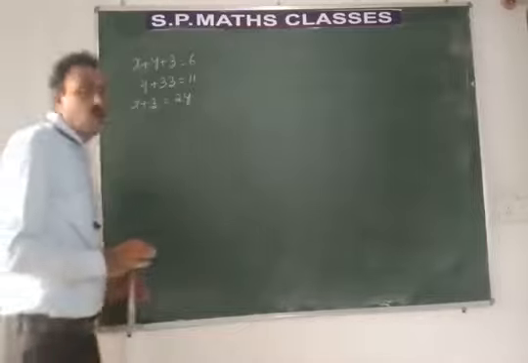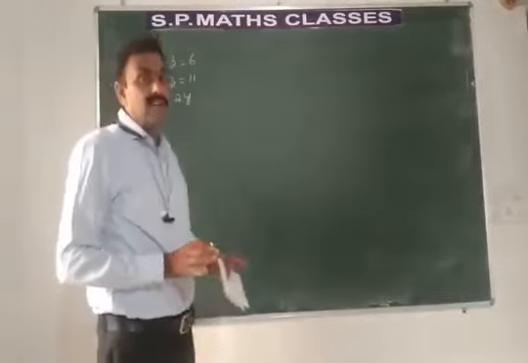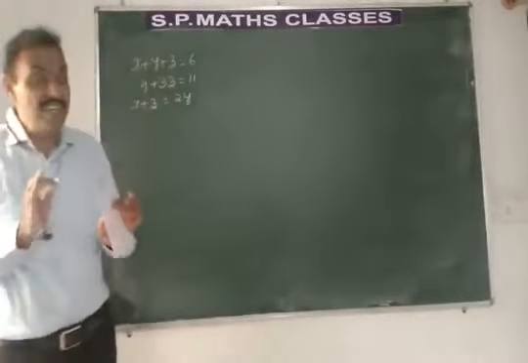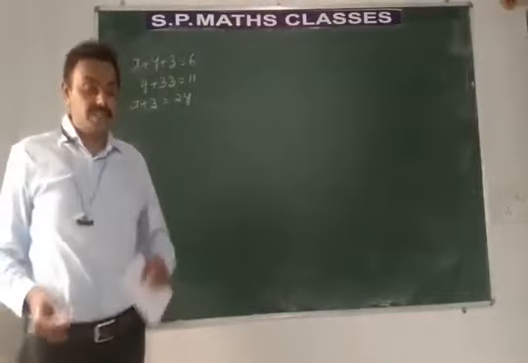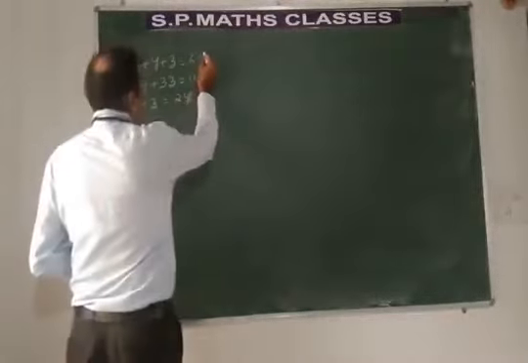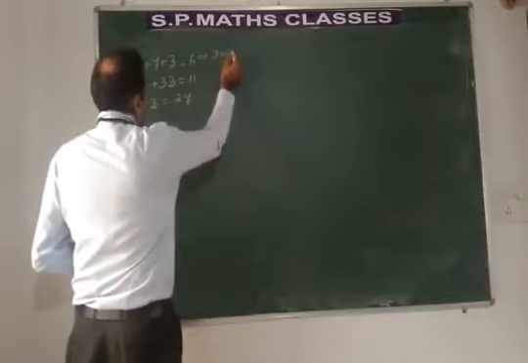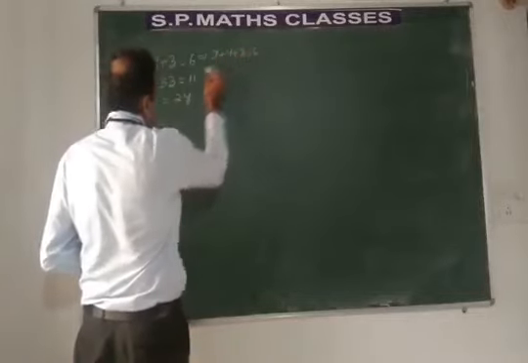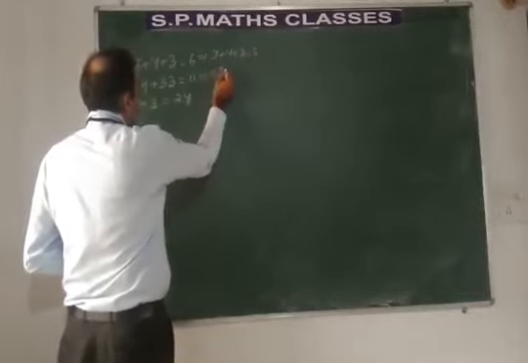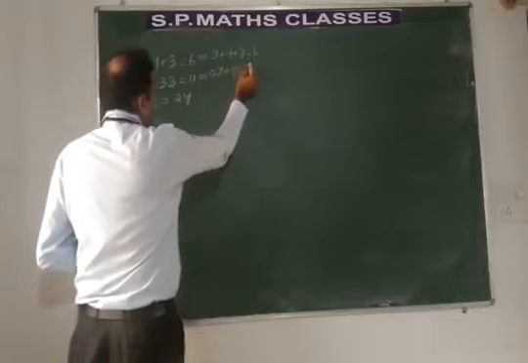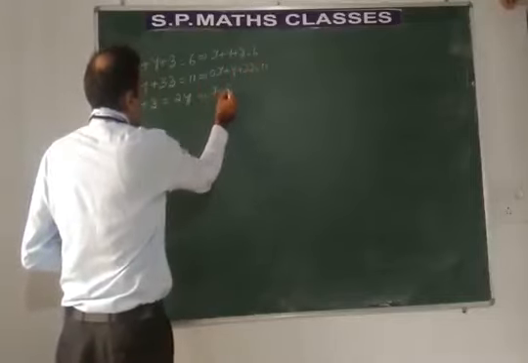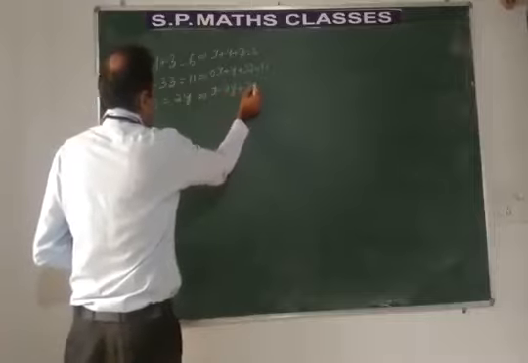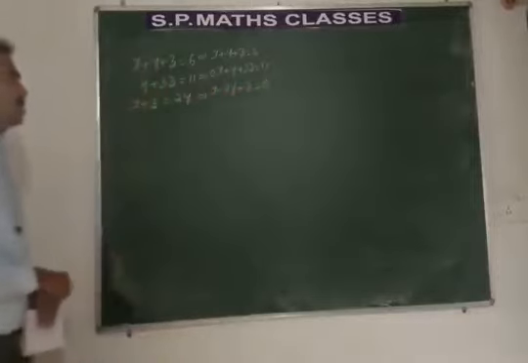First I have already told you, verify whether the variables x, y, z are in order and constants are written in the RHS. Now how this can be written: x plus y plus z is equal to 6. Second one, 0x plus y plus 3z is equal to 11. Third one, x minus 2y plus z is equal to 0. This is what we have.